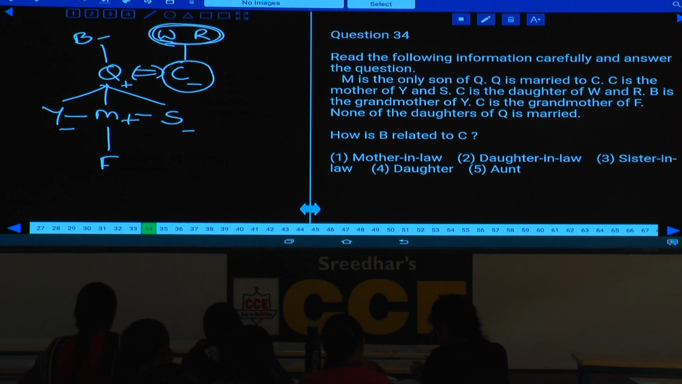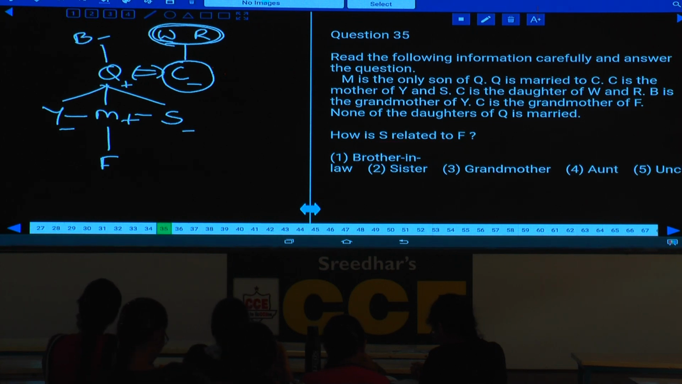Then question number 34, how is B related to C? Yes, tell me how is this B related to C here? C is husband, husband is Q, husband's mother, that is spouse's mother. Spouse's mother is mother-in-law, that is choice 1. Question number 34, choice 1. And 35, how is S related to F? F's father is M, father's sister, parents' sister, that is aunt, choice 4. Now this is about question numbers 33 to 35.